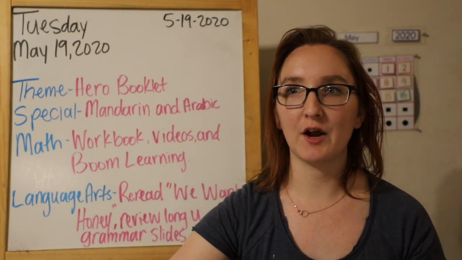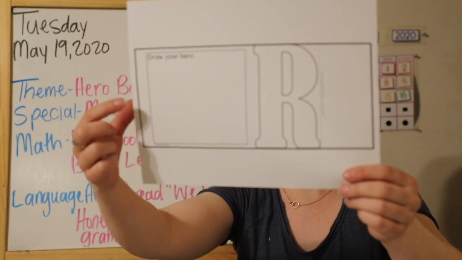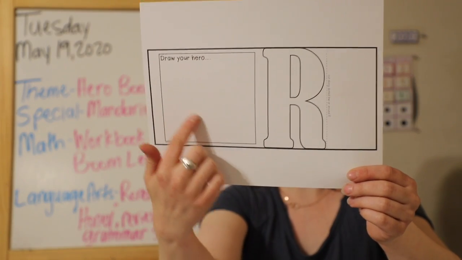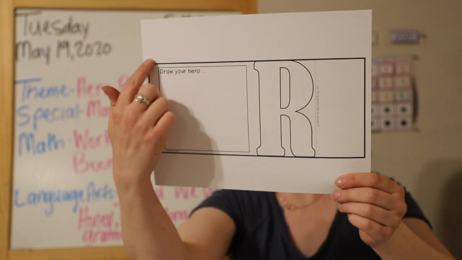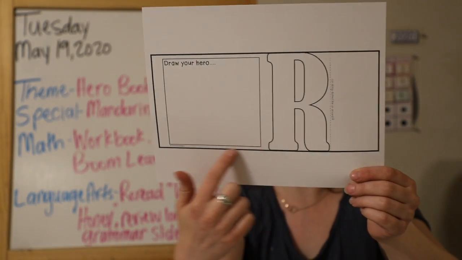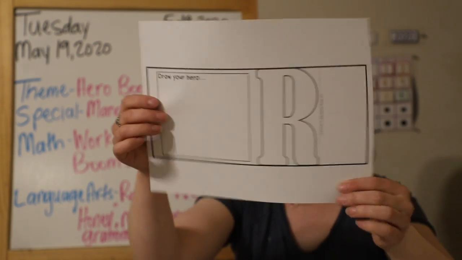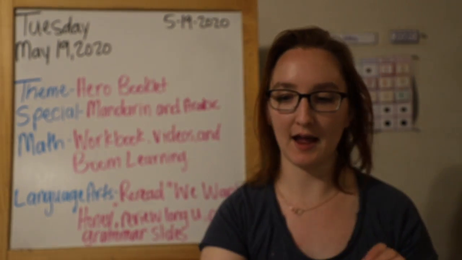Next, we're going to be working with the letter R. So it's going to be a little bit longer. You're going to draw a picture of your hero here. And you're going to cut along this solid line and down this dotted line and this solid line again. And so you're going to have your R. And then this is just scrap paper at the end.